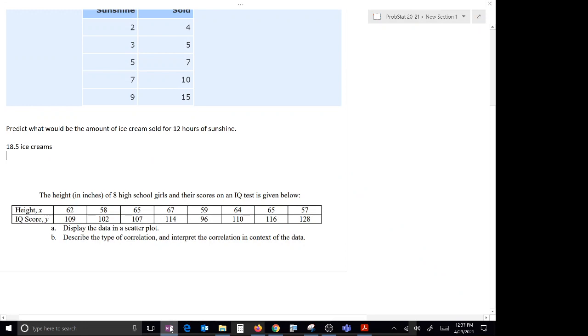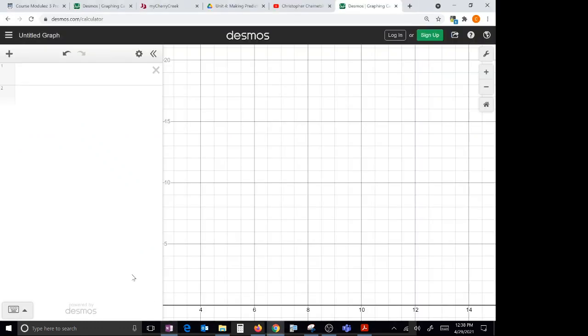And we're going to look at the relationship between the height in inches of 8 high school girls and their IQ scores. See if there's some sort of relationship there. Okay, so let's go ahead and plug in those numbers. Well, first we got to create a table.